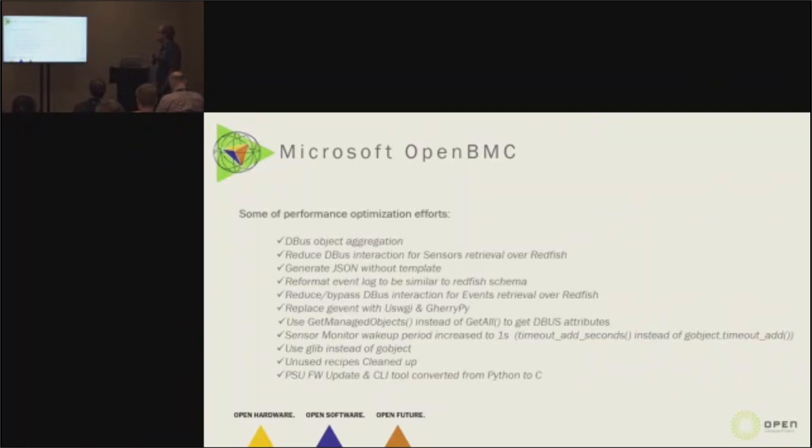Some of the optimization effort we put in: one of the things we realized is that DBus is a great idea. DBus allows you to create a firmware architecture that is loosely coupled, isolated, and at the same time can be extended. But the challenge is the way DBus is used; we have to be aware that there is some performance impact. If the device is used in the right method, we will probably have the best performance out of that.